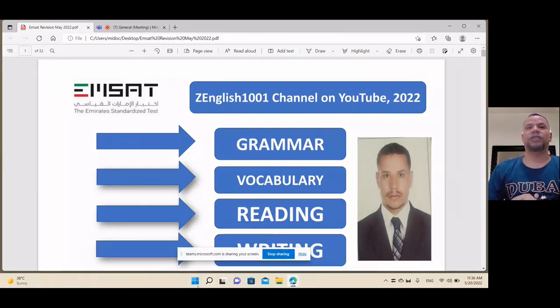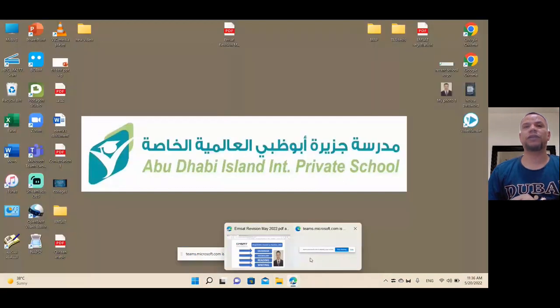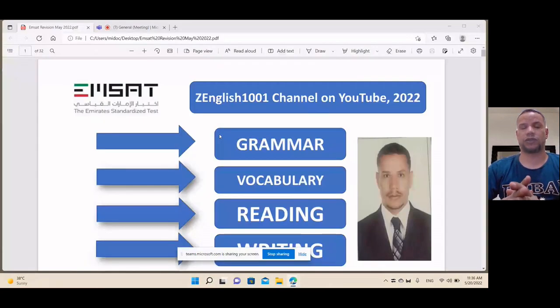I don't know if you can see it very well or not yet. So let's say you can see it very well. In front of you is EmSAT, with 4 sections: grammar section, vocabulary section, reading section, and writing section.